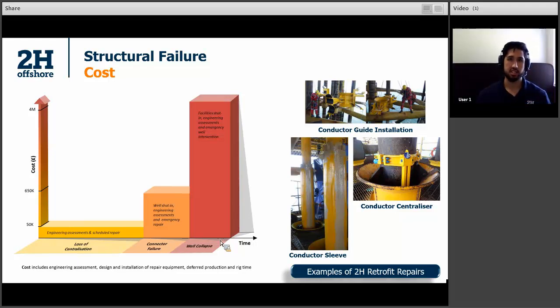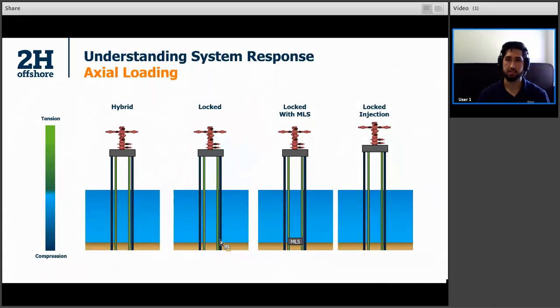So just understanding the system response here. I've got four different types of wellhead systems or well configurations. We've got our bars on the left-hand side, which is tension in green and compression in blue. So for a hybrid well system, maybe it's sitting on the conductor. I've got some nice images here which show what happens. We've got our production coming from the bottom, and we can see that change where it goes into compression and then into lift up of the wellhead. But both strings are essentially in compression.